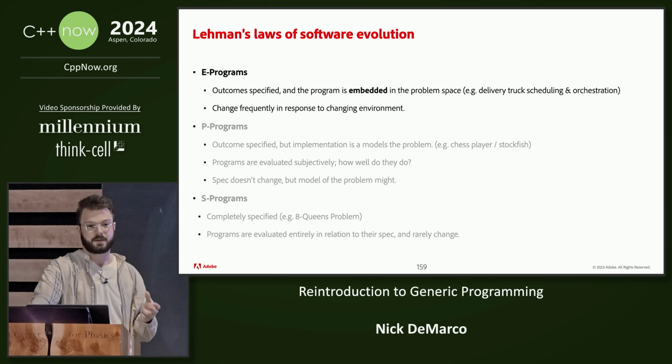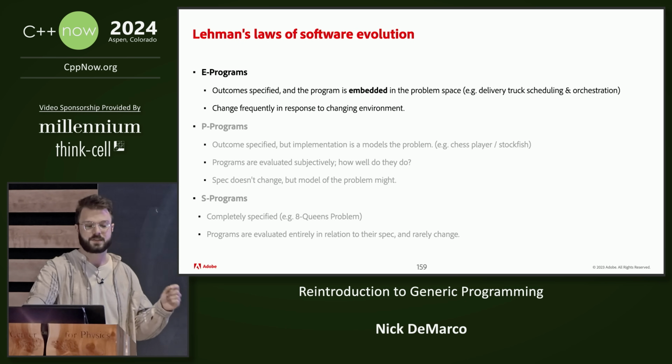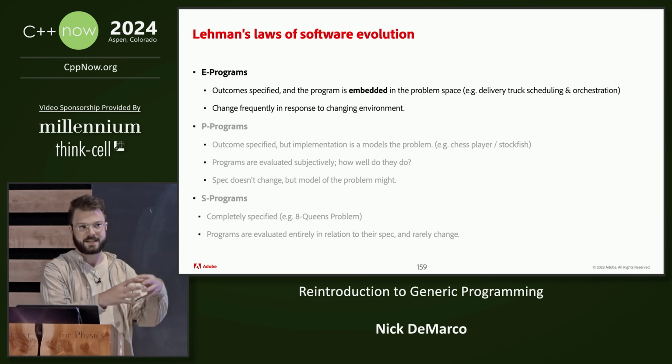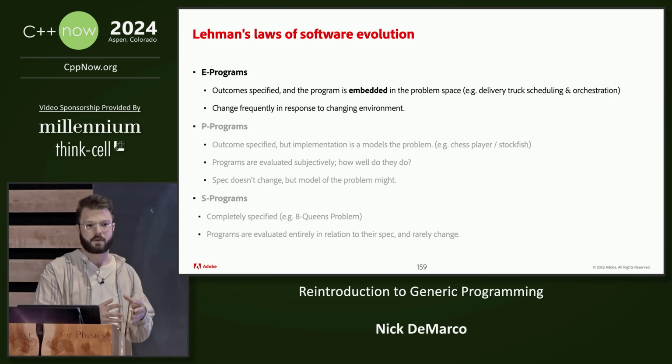Like imagine a delivery truck scheduler. The program, if it's doing things right, would have to consider its own latency when modeling the scheduling problem. It's in the model, kind of recursively. So any modern software tool, I think, that isn't solving a very narrow problem is probably an E program.